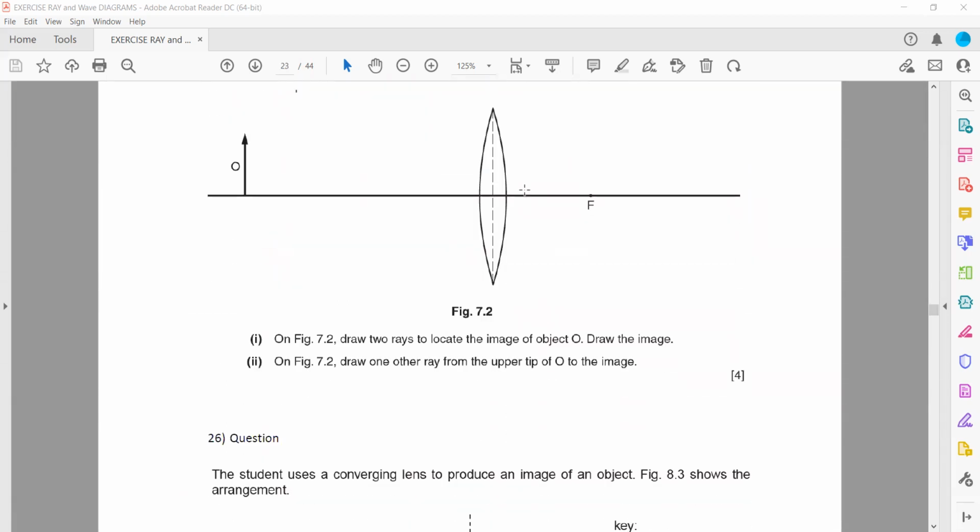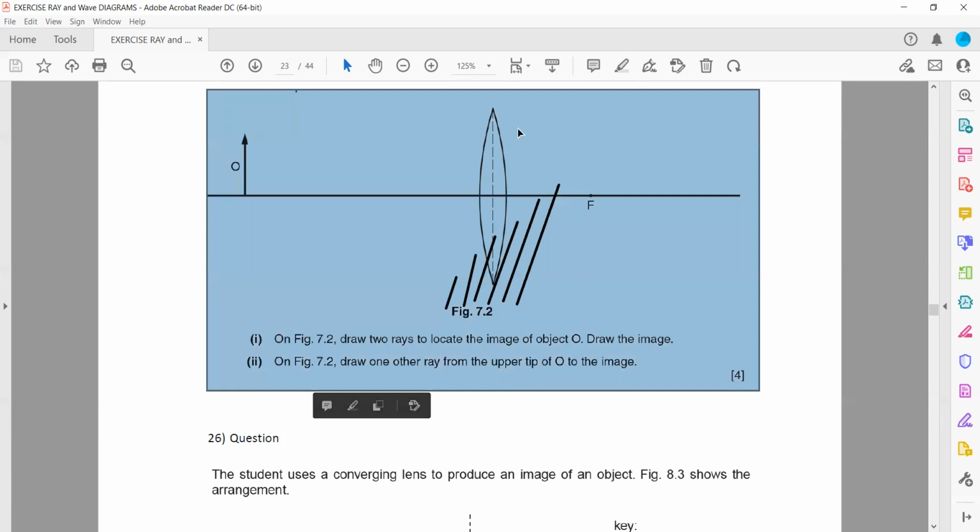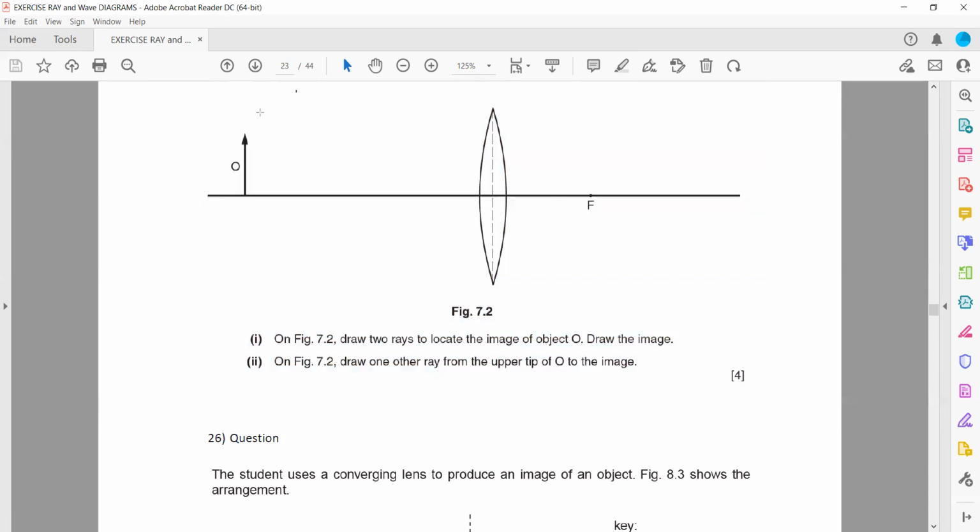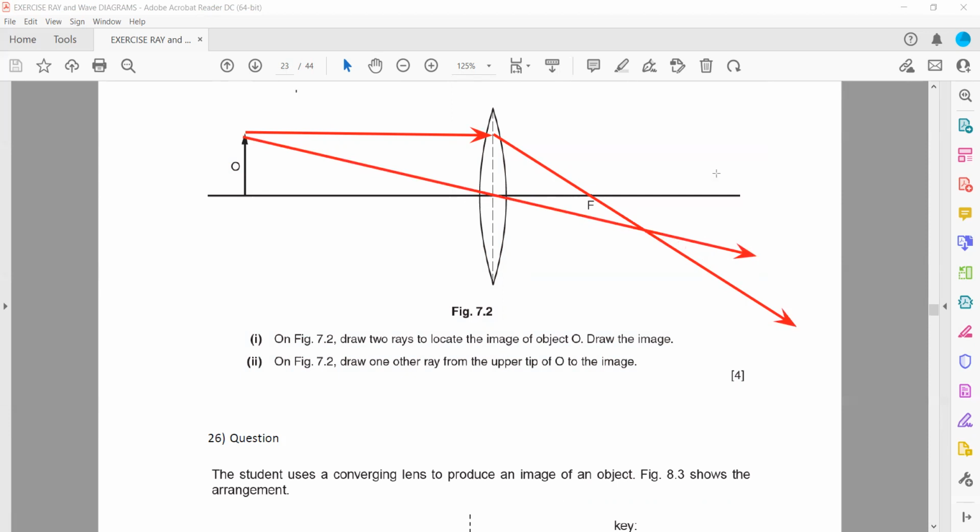On the figure, draw two rays to locate the image. So how to locate an image? First, the parallel light ray from the tip of the object, till the center of the lens, will pass through the focus. Then one through the center of the lens will pass straight. The point where the two light rays intersect, if the two light rays intersect by themselves, it means this image is a real image, because it is formed by the intersection of the two light rays. So on the figure, draw two rays to locate the image of the object and draw the image.